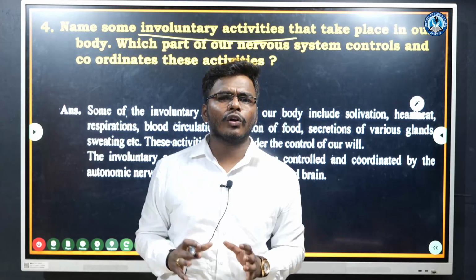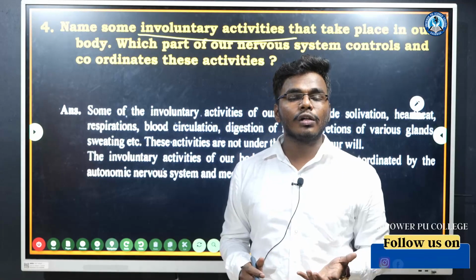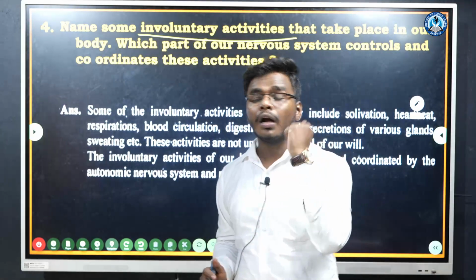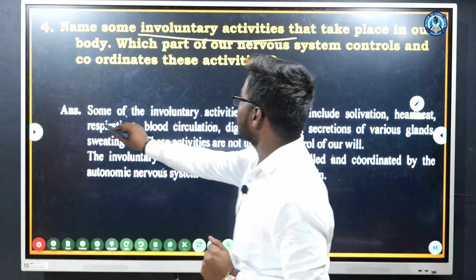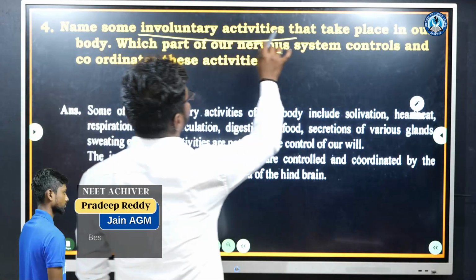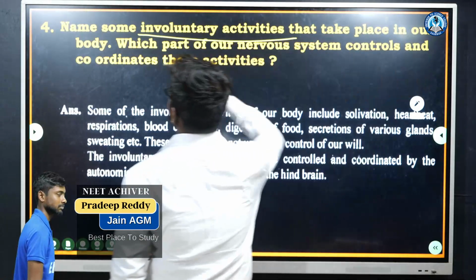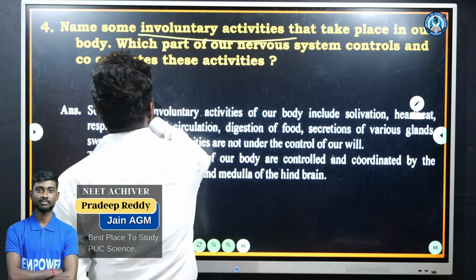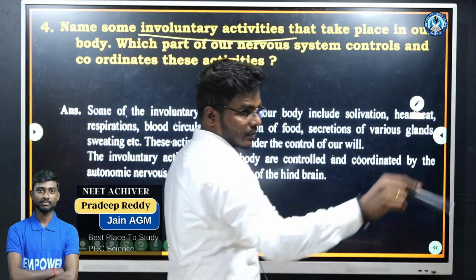So not having food for a long time, you can control. So those are all voluntary actions which are under your control. Now, the involuntary ones. What is the question asked? Name some involuntary activities that take place in our body. Which part of our nervous system controls and coordinates these activities?